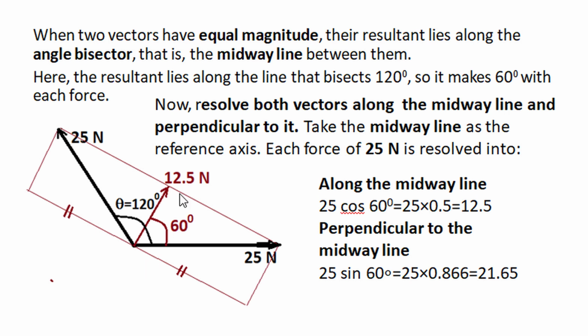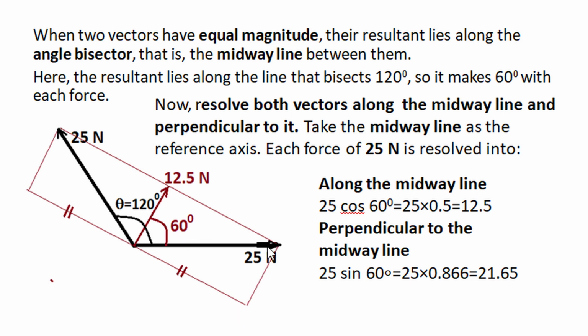To find out direction of resultant, the fact is, when two vectors have equal magnitude, their resultant lies along the angle bisector of the two vectors, that is along this midway line. So for 120-degree angle, the midway line makes an angle of 60 degrees each from both vectors. Now we can resolve both these 25 Newton vectors along the midway line and perpendicular to this reference midway line, and this angle, half of 120, is 60.